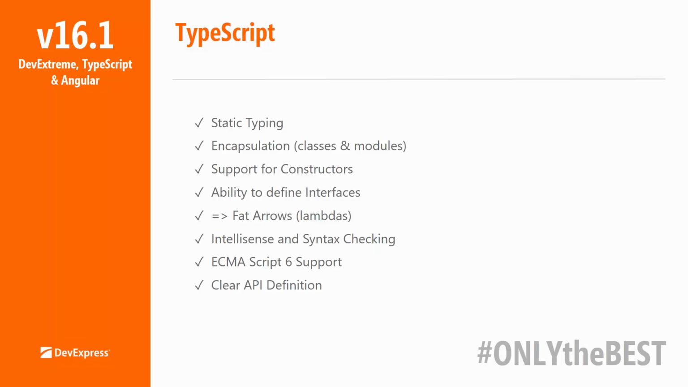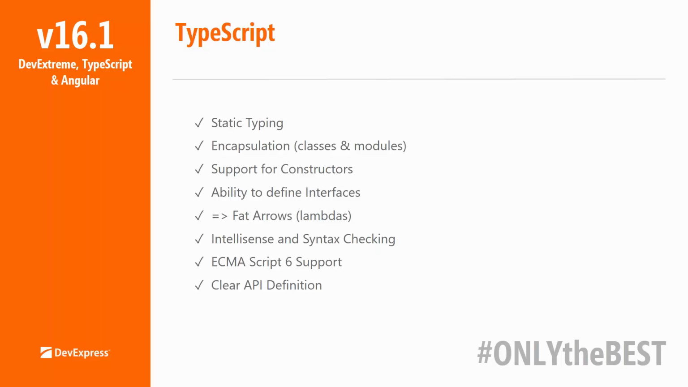So some of the features of TypeScript: static typing, big thing. The ability to implement classes and modules, encapsulation, support for constructors, working with interfaces. You've got support for fat arrows. Love fat arrows, I really do. That's part of, obviously, the ECMAScript 6 functionality, but we can use it in TypeScript now, and it gets transpiled to something that works.